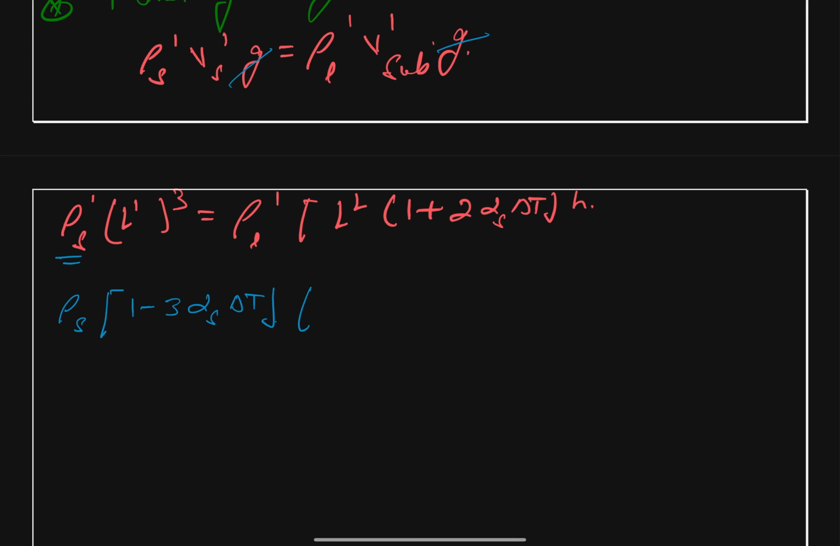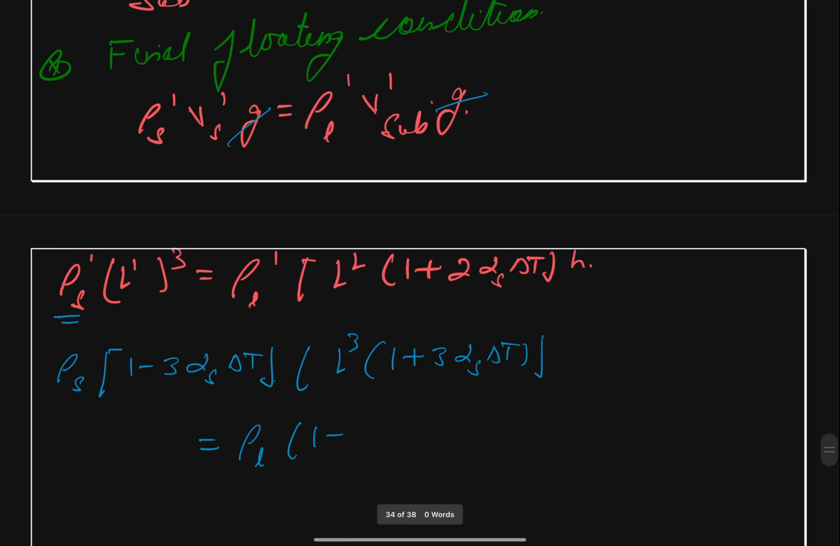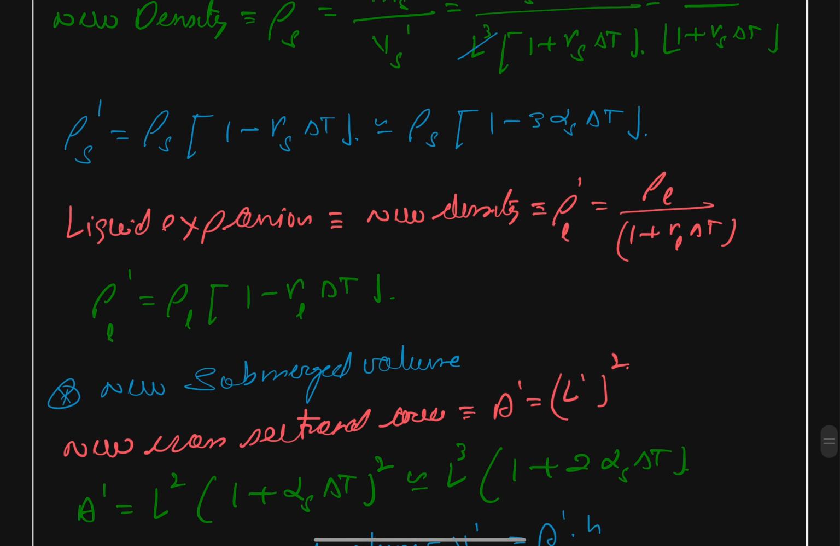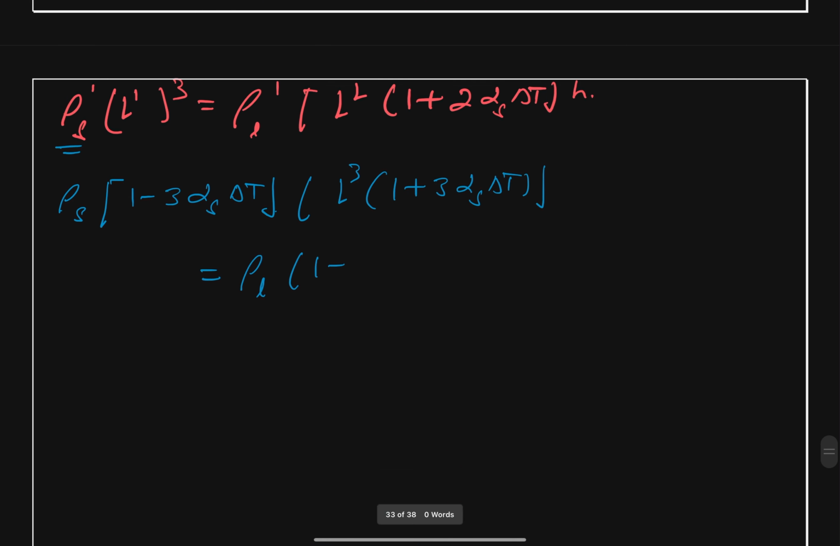So let us write in the volumetric form, that is L cube times (1 plus 3 alpha S multiplied by delta T), and we can write this equal to the density of the liquid times (1 minus gamma L delta T), and the rest is going to remain the same, that is L square times (1 plus 2 alpha S delta T) and multiplied by H.